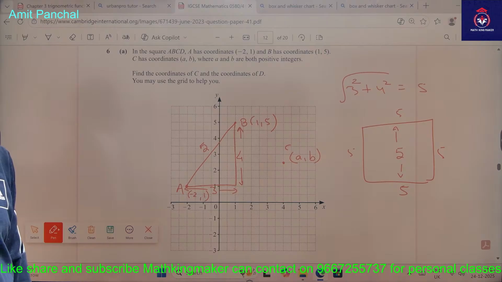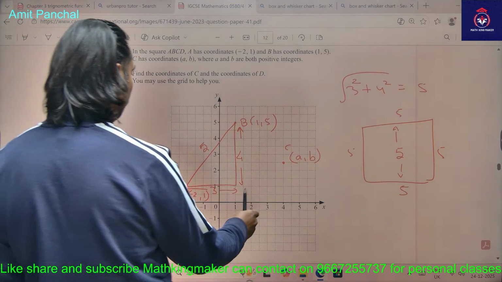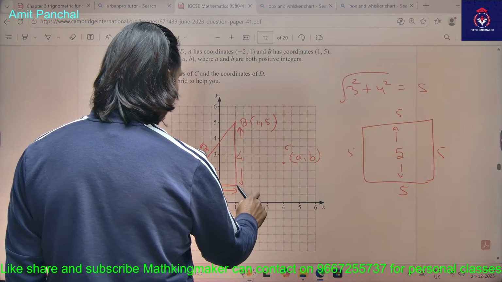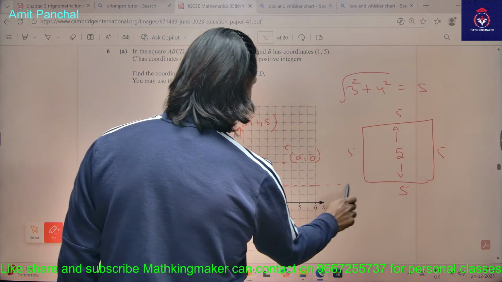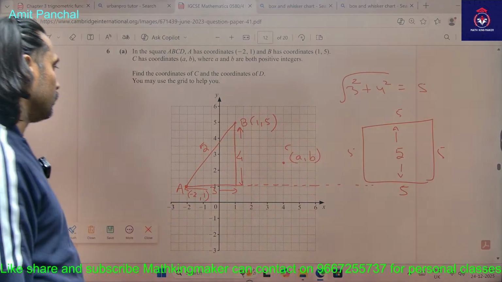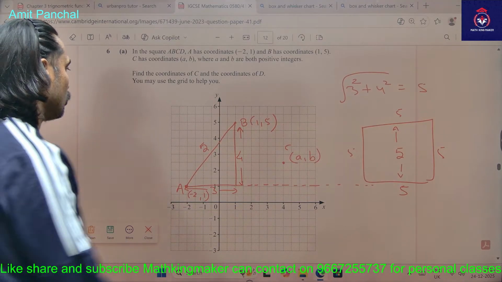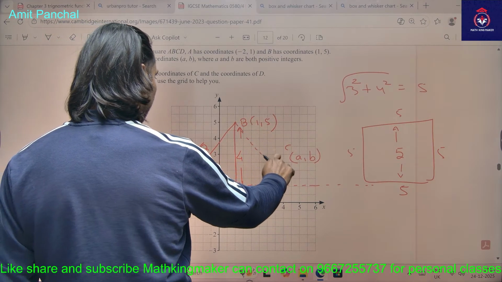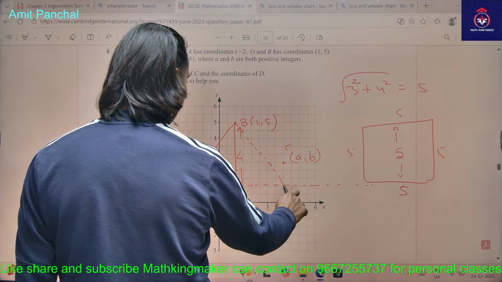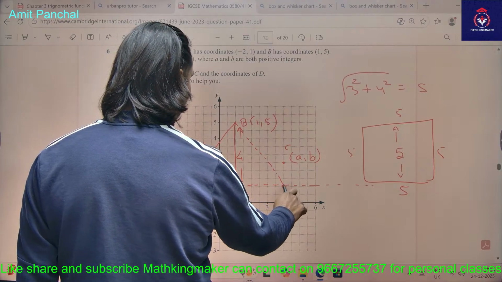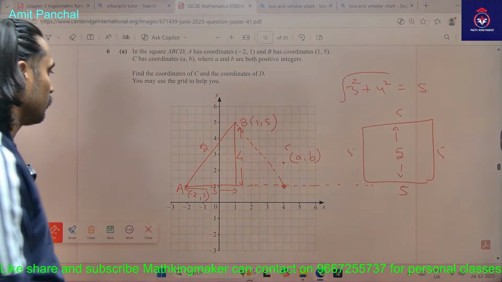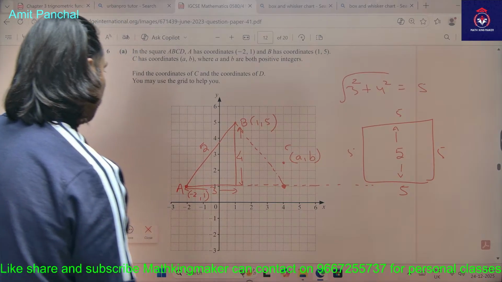And that will be on the same line here. That point will be lying on the same line, isn't it? So if you draw a straight line, and this straight line where it is cutting, so I think here it should be. Okay, I got 5, 2.